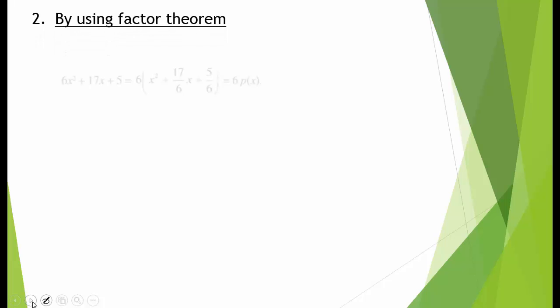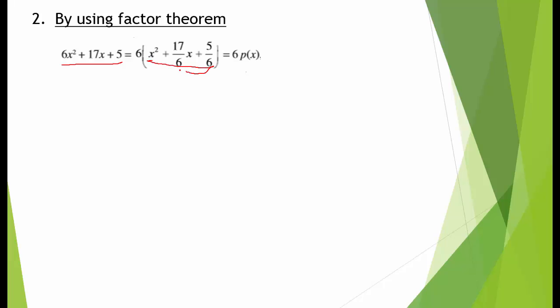By using the factor theorem method, first make the coefficient of x square 1. To make the coefficient of x square 1, we take 6 common. Now this is my polynomial. So I write this as 6 into p(x). If a and b are the zeros, you know the meaning of zero, then x minus a and x minus b will be the factors.